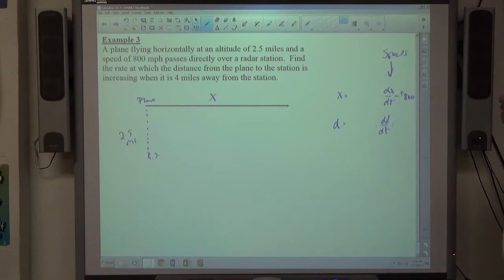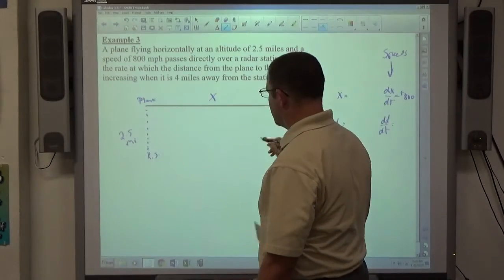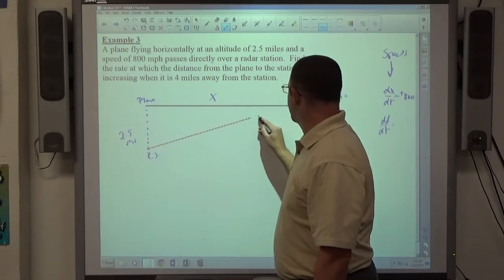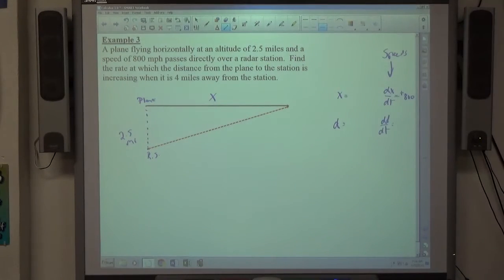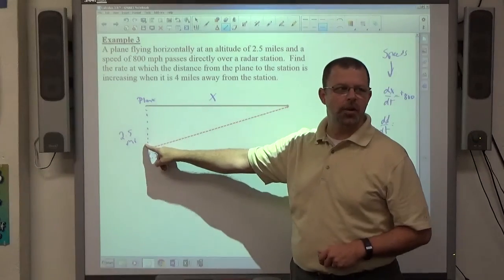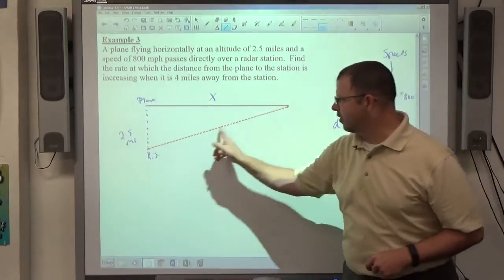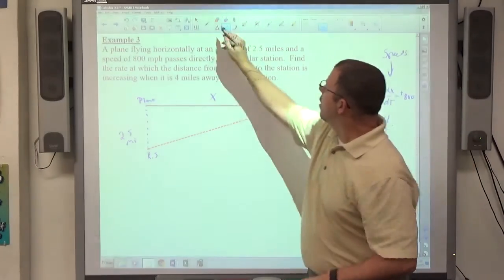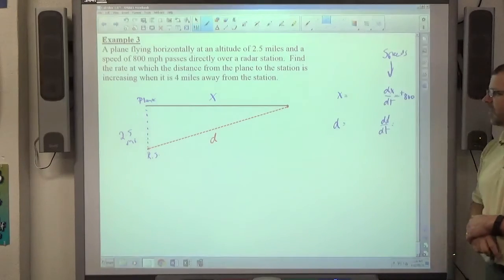Okay. The other thing we have to establish here is the other changing distance. The distance the plane is from the radar station itself. That'd be this thing here. When the plane's right here, he's exactly 2.5 miles away from the radar station, right? Because he's right overhead. Okay. This stays 2.5, but as he goes off this way, this is increasing, right? It was 2.5, but as he flies away, this is getting bigger. And I've decided to call this D. All right. What does D equal?